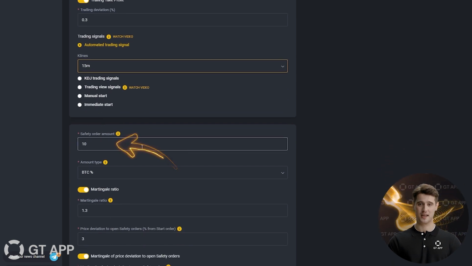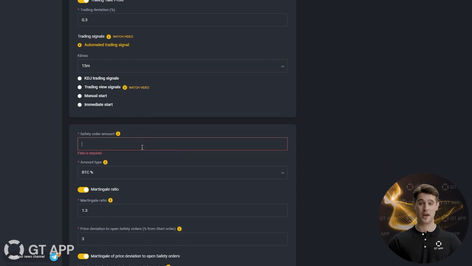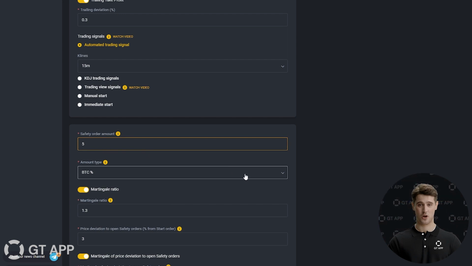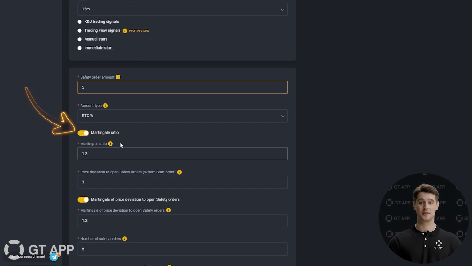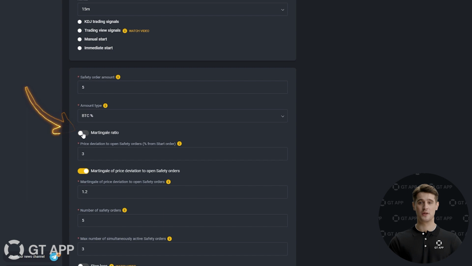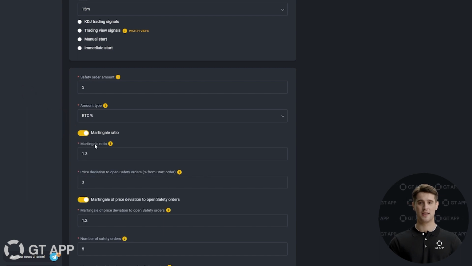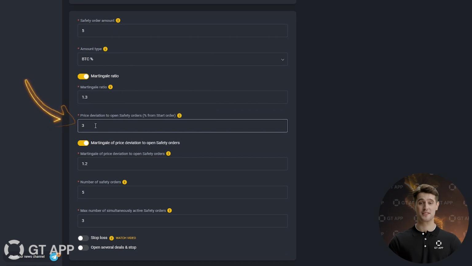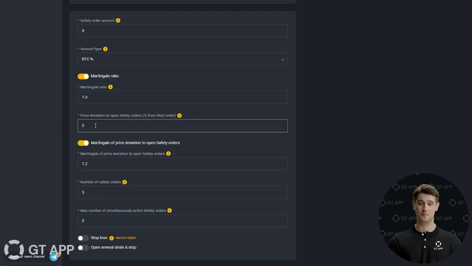Next, you need to specify the safety order amount in the same way as the initial order amount. Below, there is a Martingale Ratio switch. If it's enabled, each subsequent safety order will be multiplied by the coefficient specified here. Next is the price deviation for triggering safety orders. If the asset's price goes against you and deviates by this percentage, the first safety order will be triggered.